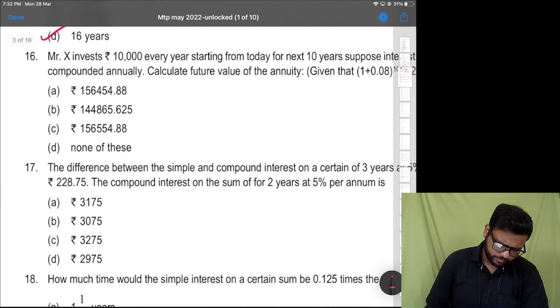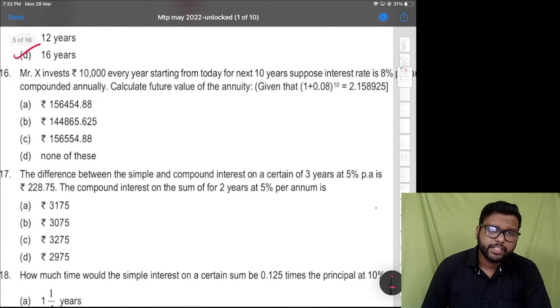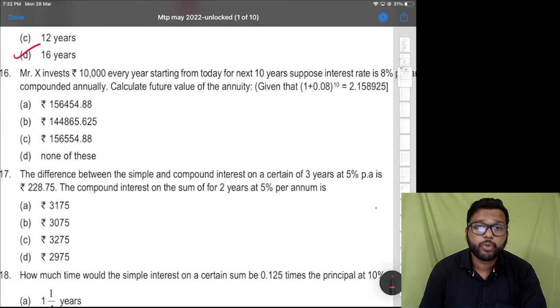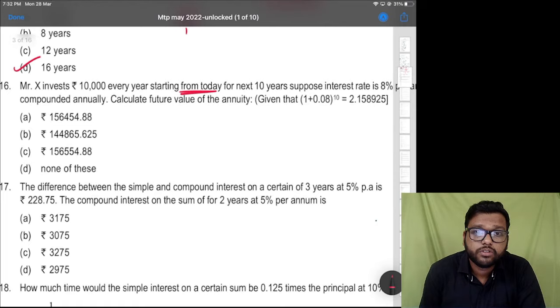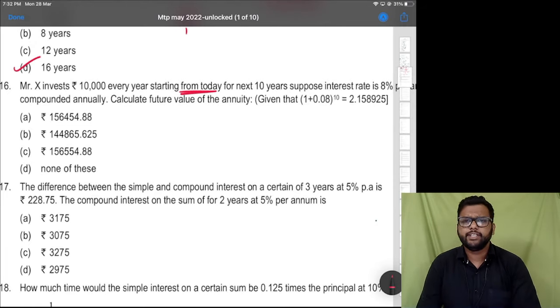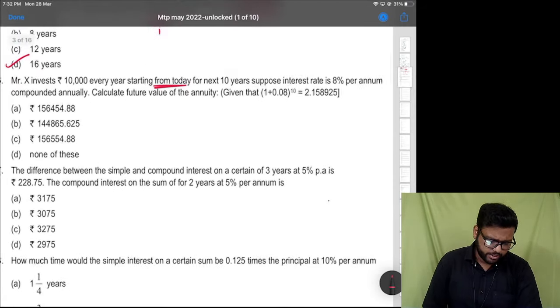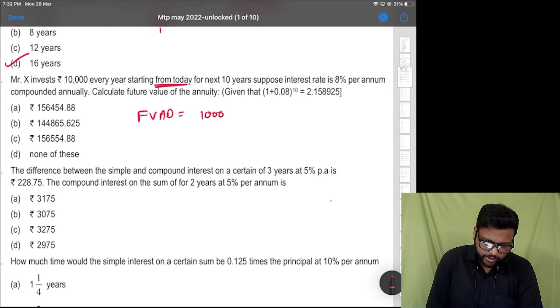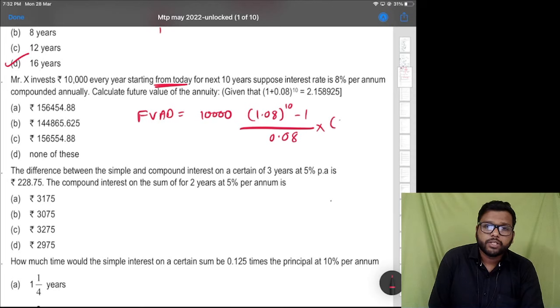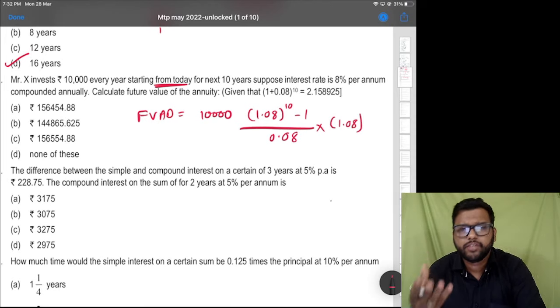Okay. Next, Mr. X invests 10,000 every year starting from today. Starting from today means it is annuity due starting from today for next 10 years. Suppose interest rate is 8% per annum compounded annually. Calculate future value. Plain question, future value of annuity due. So formula is what? A into 1 plus I raised to n minus 1 upon I into 1 plus I. Right? They have given that value, you can use it.